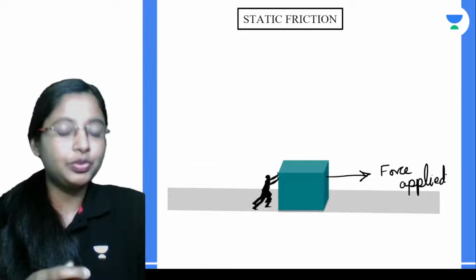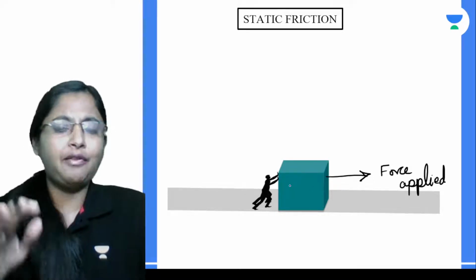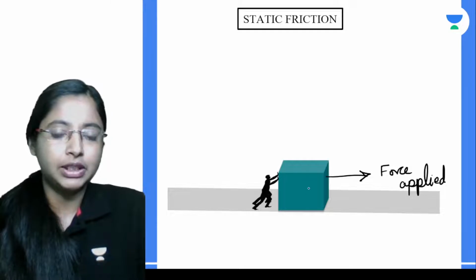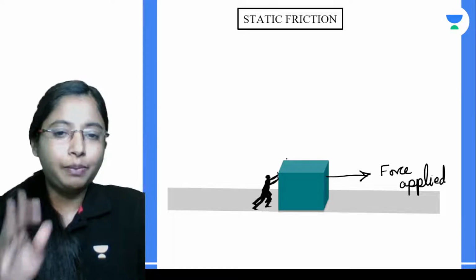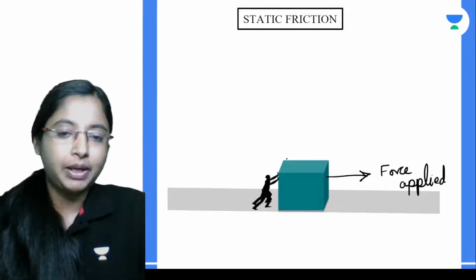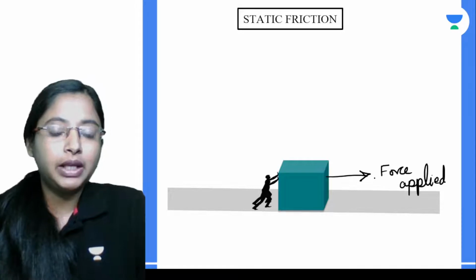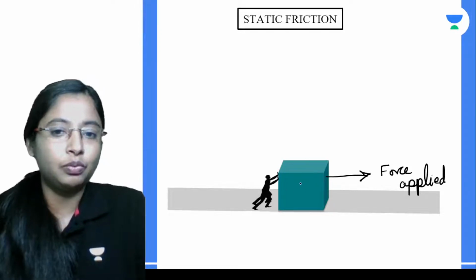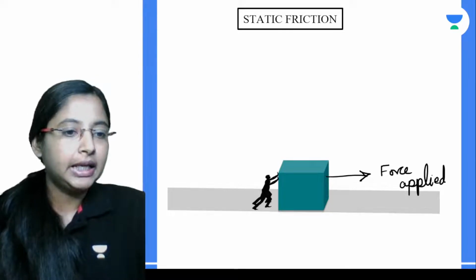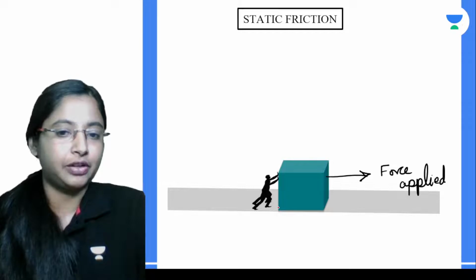If you apply a force, the object should move. But initially, let's say this object is very heavy, and you're applying a very small push. You're just applying a force and it's not moving at all. So what is opposing, or what is making sure that this object does not move from this particular surface? That force that doesn't make the object move from the surface is frictional force, right?